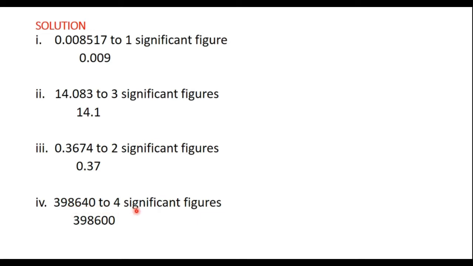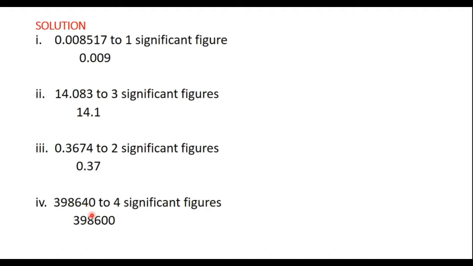Now we are supposed to correct the number 398640 to 4 significant figures. So we look for the 4th significant figure. In this number, the first one is 3, so it means that we have our first significant figure from the beginning. So we look for the 4th significant figure. 1, 2, 3, 4. So the 4th significant figure in this number is 6. So we look at the number after it. Now the number after it is 4. It is less than 5, so it means that we are not going to add 1 to the 6.